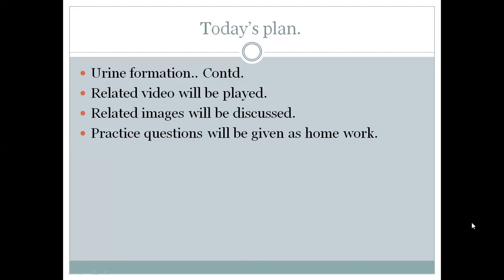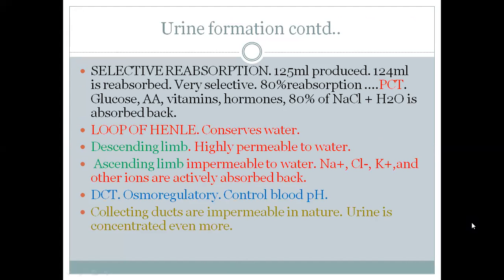And now we are coming to the next part of the topic, selective reabsorption. We already know that 125 ml of water is produced, and out of the 125 ml of water that is produced, 124 ml is reabsorbed. Now keep it very, very clear. These are very, very specific figures. 125 ml of water is filtered out of the glomerulus, and out of that 125, 124 ml is reabsorbed back, because this is a huge amount of water per minute.